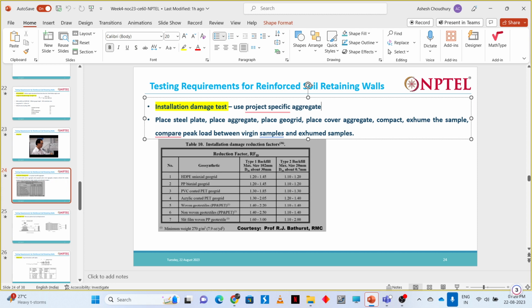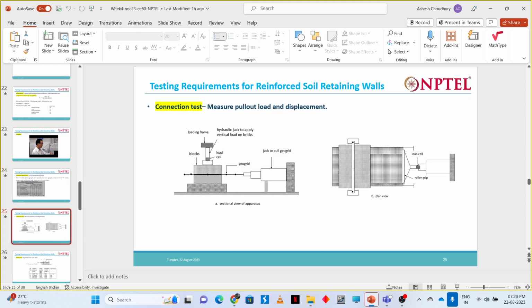We test both the virgin samples and the exhumed sample. Exhumed samples means that we put it on the ground, right? We take both of them out, and then we do the testing, and we compare the results, and from there we determine this installation damage factor.